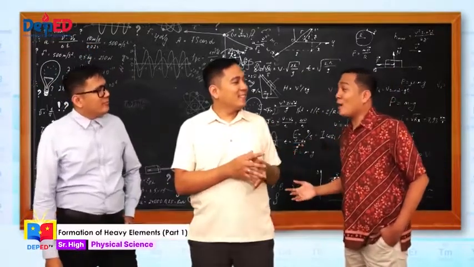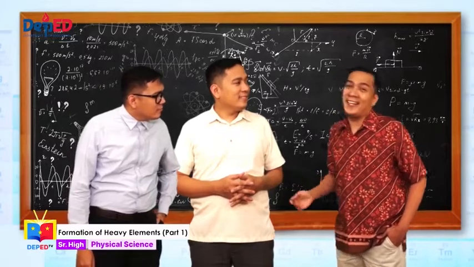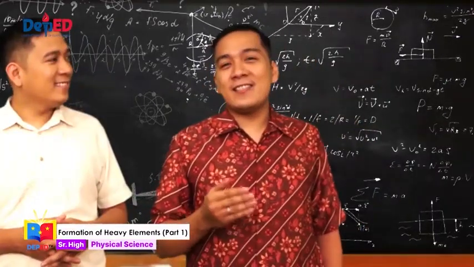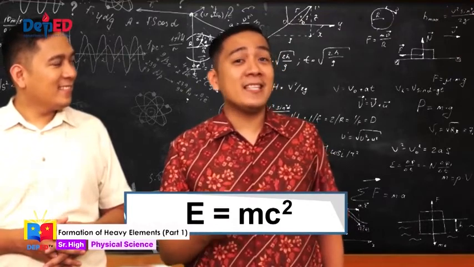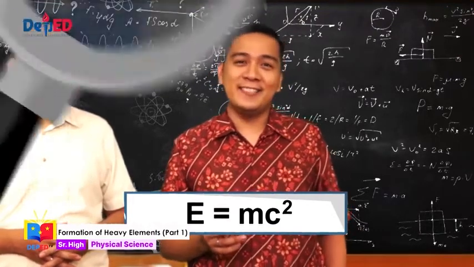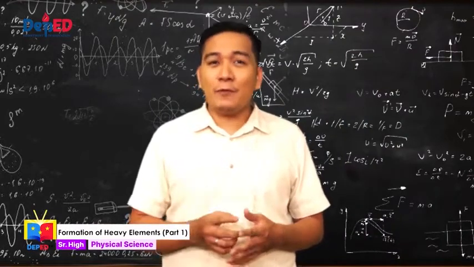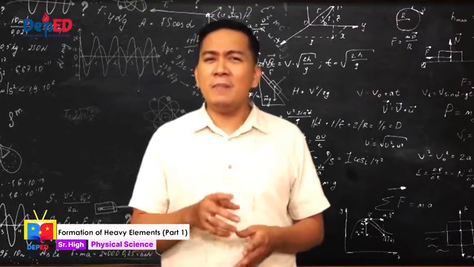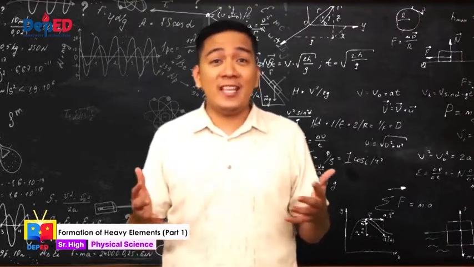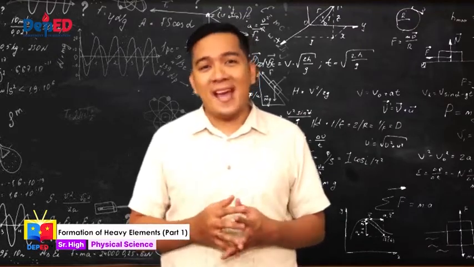We learned from the law of conservation of mass that mass can neither be created nor destroyed. However, Einstein's theory of relativity, E is equal to mc squared, tells us that mass can be converted into energy. It is important for us to understand and to know that it is possible for mass to be converted into energy. Later, you will see that when elements are made, energy is released. Now, where does this energy come from? It comes from mass.